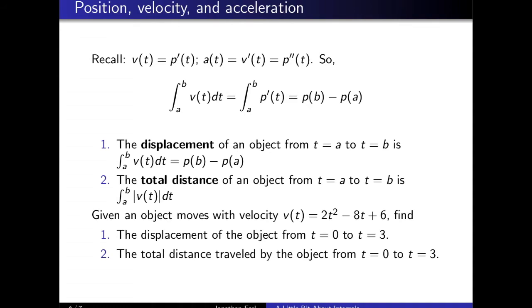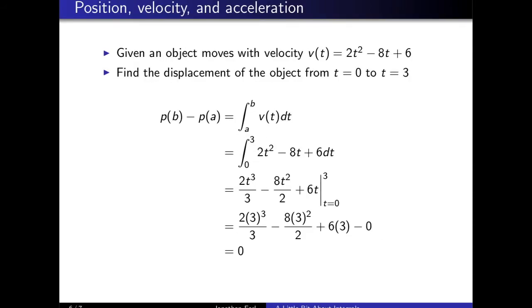Okay, so first we want to find the displacement of an object that moves with velocity 2t squared minus 4t plus 3 from t going between 0 and 3. So this net displacement, p of b minus p of a, is given by the integral from a to b of v of t, so we'll just integrate v from 0 to 3. We get our antiderivative to be 2t cubed over 3 minus 4t squared over 2 plus 3t, evaluated at t equals 3 and t equals 0, and when we do that, we wind up with 0. So what that says is that the object has started and ended at the same place.